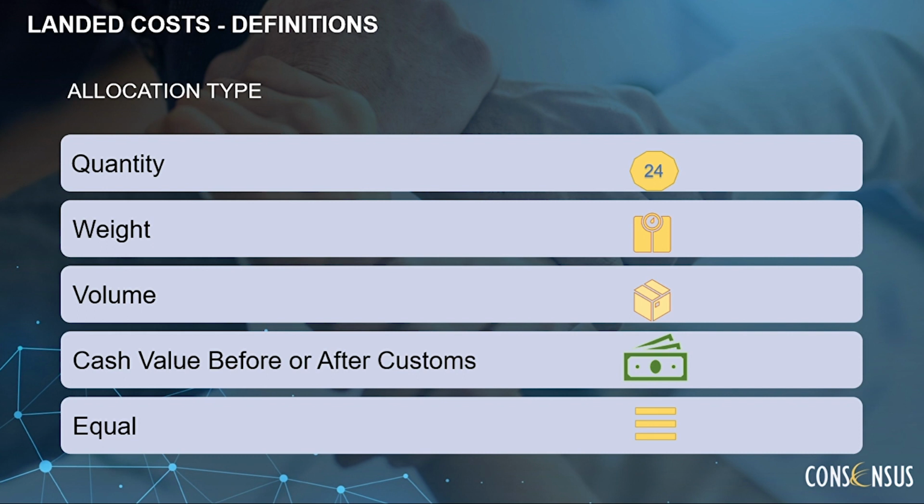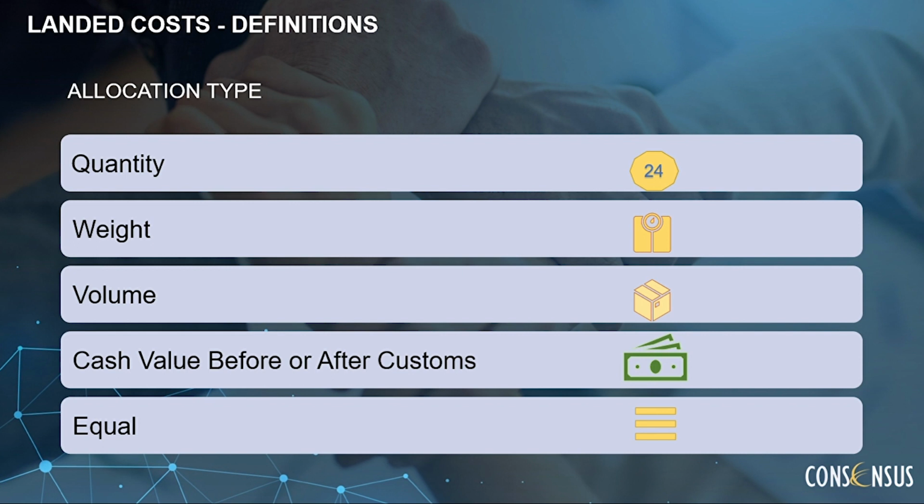Equal is one that we don't use. I haven't seen it actually, because equal means that if you have, in a document, 3 items, then it's going to be split in 3. It doesn't matter what the quantity, weight, or any of those is. So I guess that equal is not a common landed cost type of allocation.